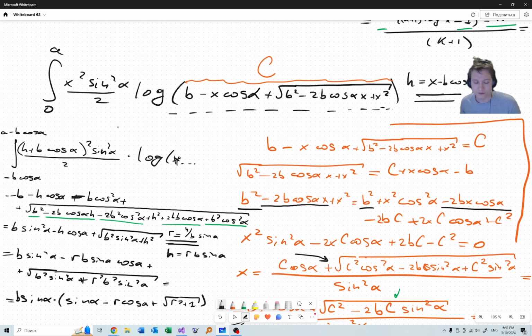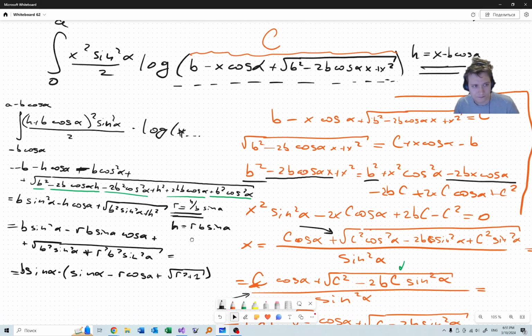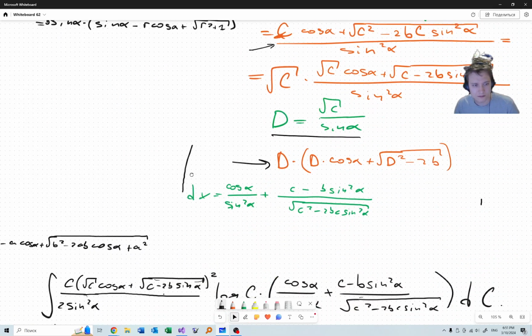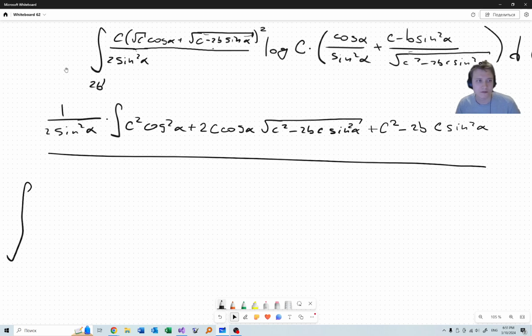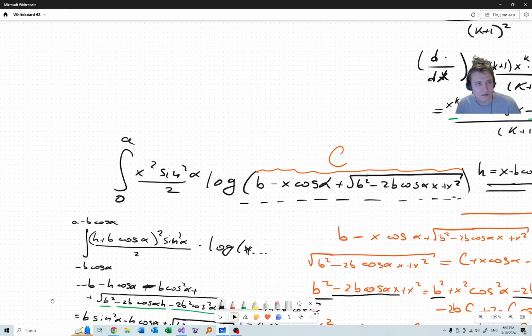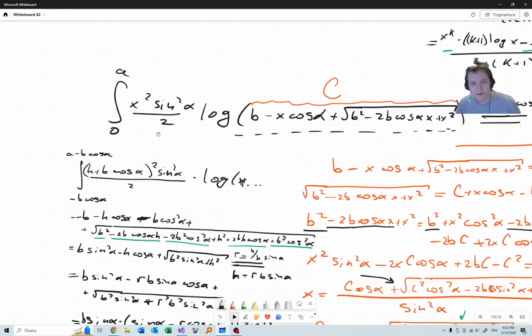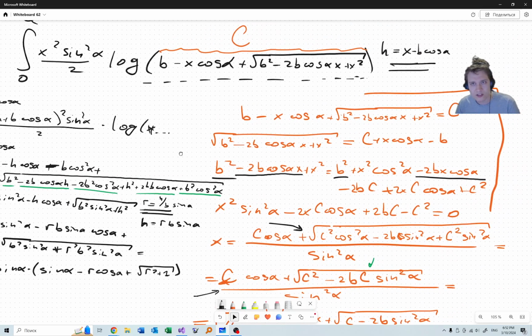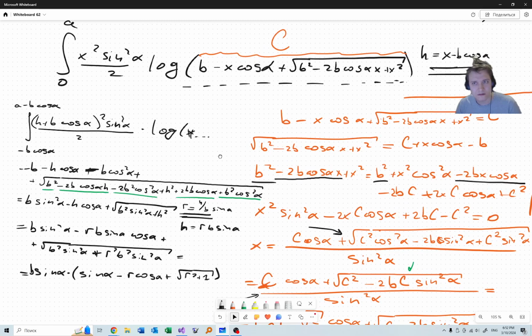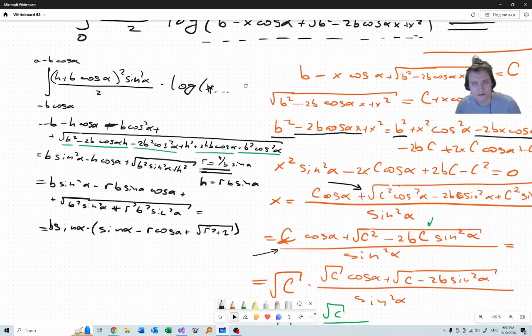Okay, so let's state again what we have. So now we have the integral. Initially it was from 0 to a. Then we subtracted b cosine alpha, and after that we divided by b sine alpha.